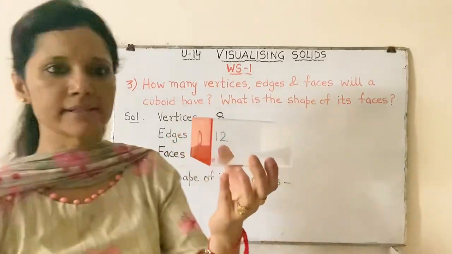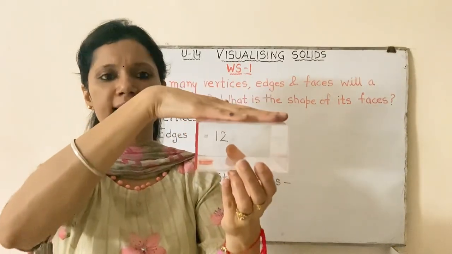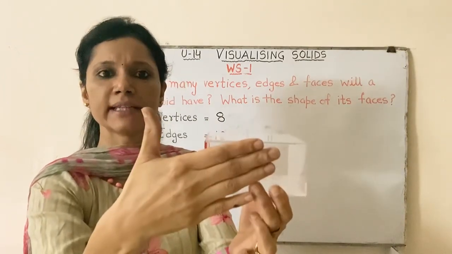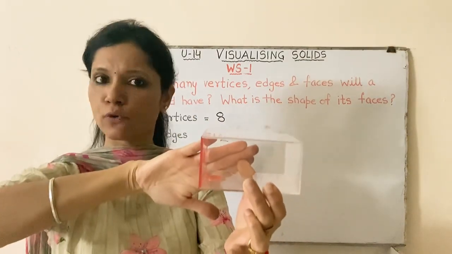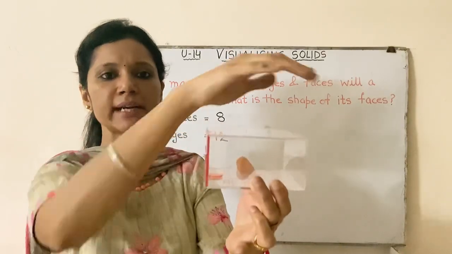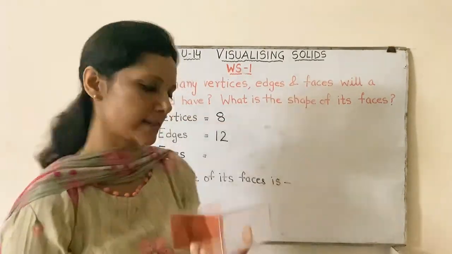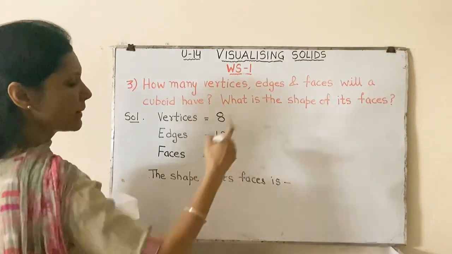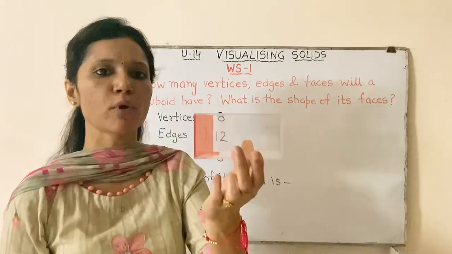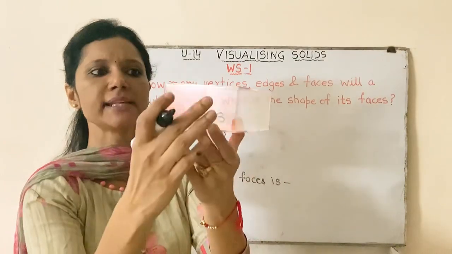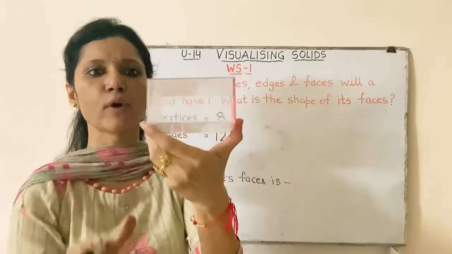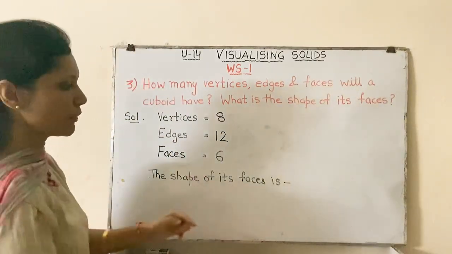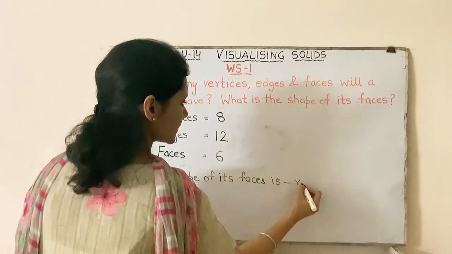Now the faces. One face at the top and one face at the bottom, 2 faces. One in the front and one at the back, 4 faces. One at the right and one at the left, that is 6 faces. Now the next part of the question is what is the shape of its faces? As you can see, the faces of the cuboid are rectangular in shape. So we'll say the shape of its faces is rectangular.